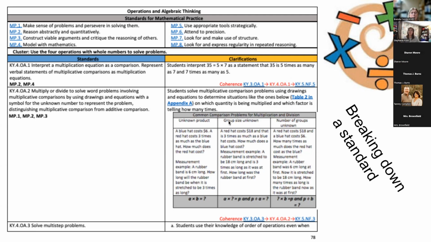They've got some great ones back there in the back of our standards. I think they're 256, I want to say. I may be wrong on that number, but they're at the very back of our standards. They've got different charts that you can use to help you to design word problems.